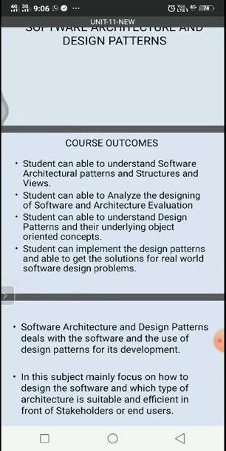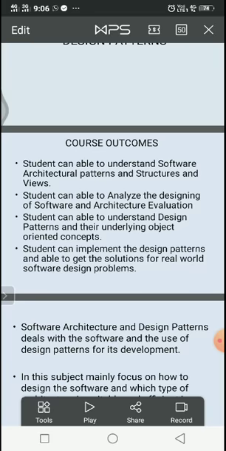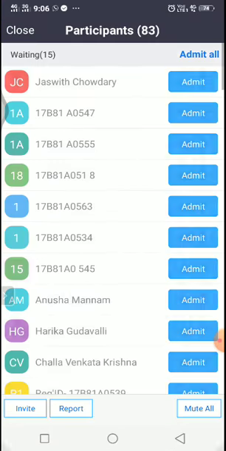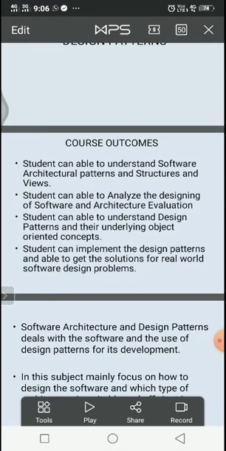Okay, so let us discuss the course outcomes. We also know what a course outcome is. After the completion of this course, you will be able to do the following things. The first one is: the student can understand software architectural patterns, structures and views. Just repeating the same thing: that is the first course outcome.